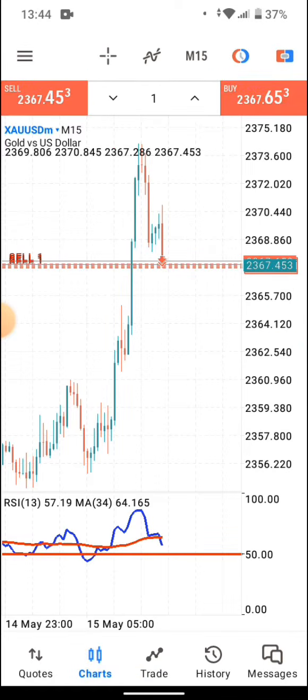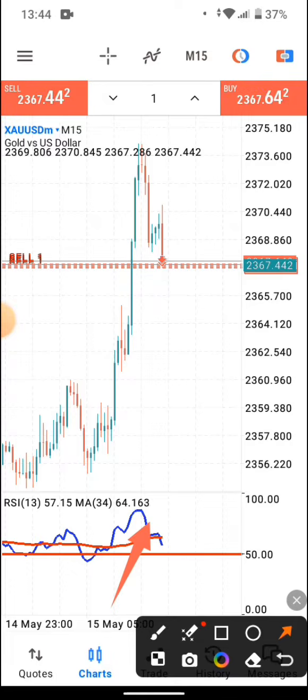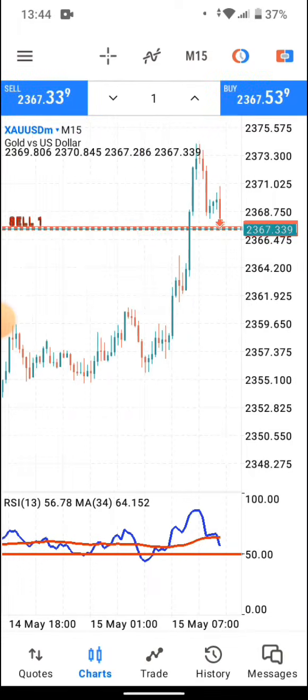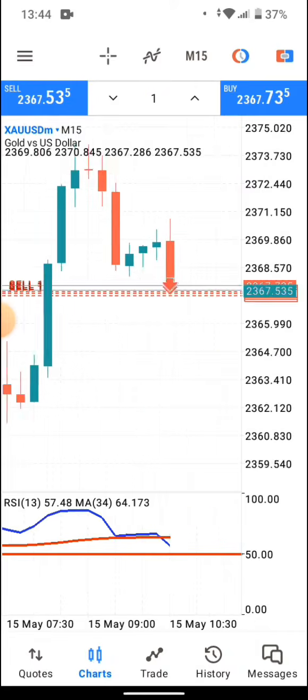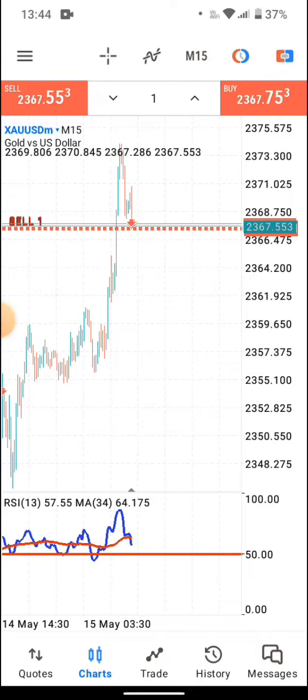Now let me explain why the entry. This account was from $500, and now we want to push it all the way up. This is the 15-minute time frame. From our strategy, whenever the RSI is below the 34 moving average, we want to go for a sell. As you can see here, let's zoom again, the market is currently dropping.